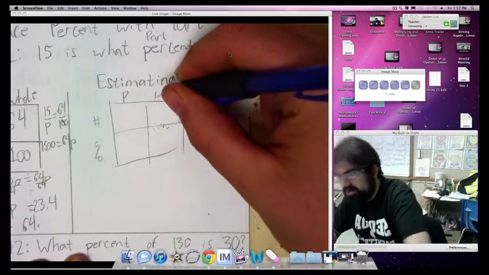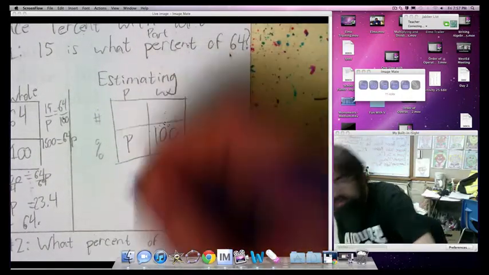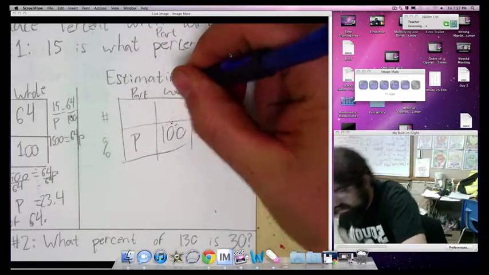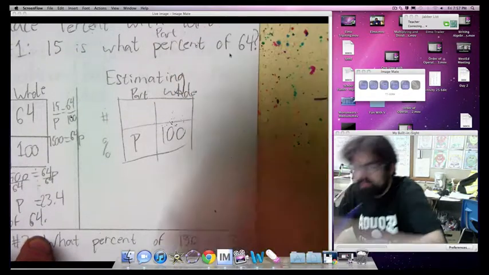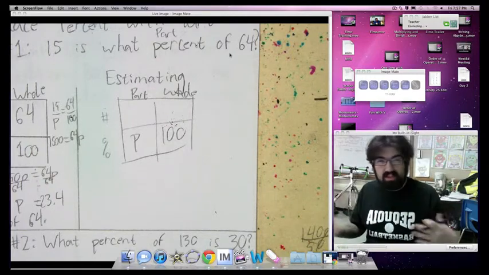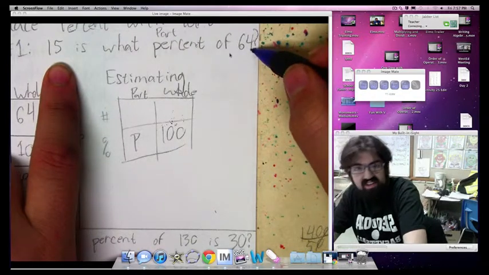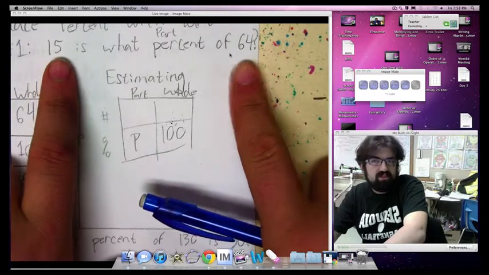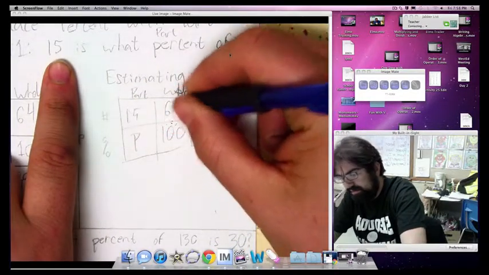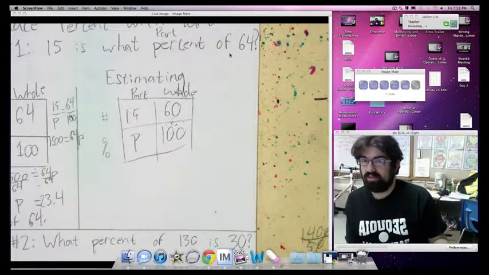I'll put P and W for part and whole. This is still 100, and I'm still solving for some percent. Nothing's changed. Actually, I will write it out because seeing two P's like that will get confusing. Okay, 15 is what percent of 64? If you're competent with your multiplication, you'll notice, isn't this kind of close to 60? Like 4 times 15 is equal to 60? That's going to be way easy to solve.